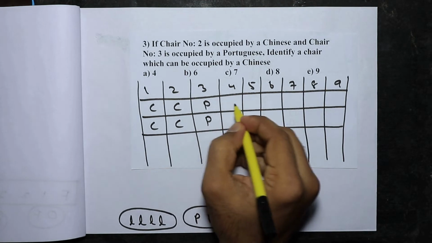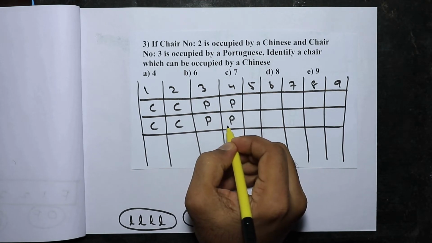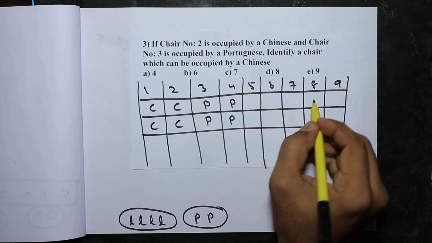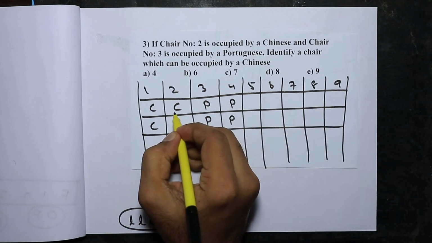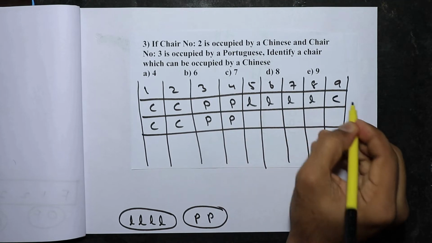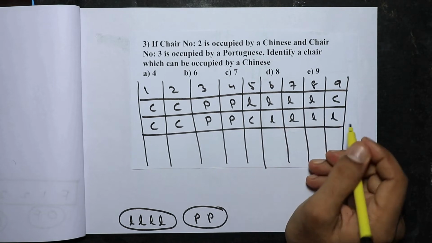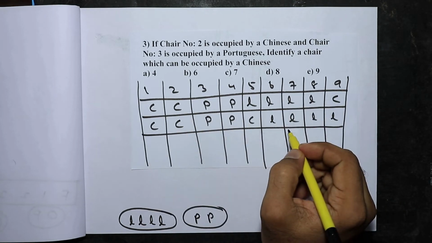Now in both the arrangements, this has to be P because the 2 P's should be together. Now we are left with 4 L's and 1 C. So one possible arrangement is we can have L here and C here, or we can have C here and then the 4 L's here. So these are the 2 possible arrangements.